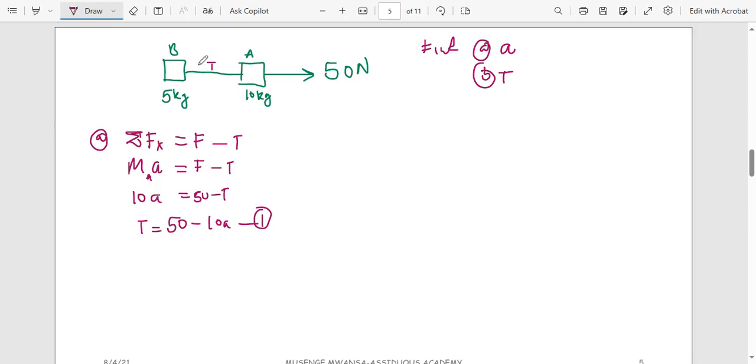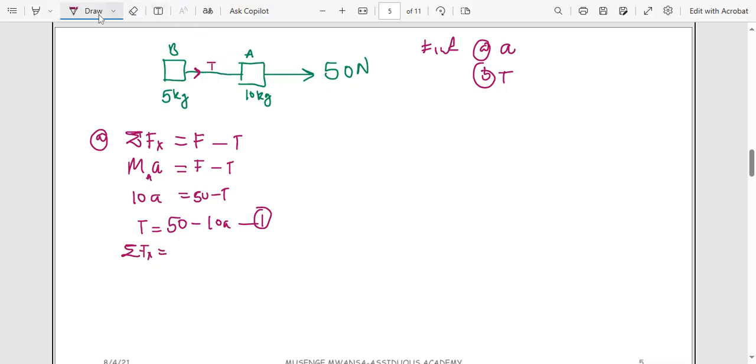Now we are going to go to the second box. This second box is also going forward because we are pulling the first box. So also look at its net forces in the x. But for the second box, the force that will be pulling it in the direction of motion will actually be the same force that is in this cable, which is the tension. That is going to be the forward force. But we don't have any backward force opposing box B, unless there was friction, but there's no friction in this case.